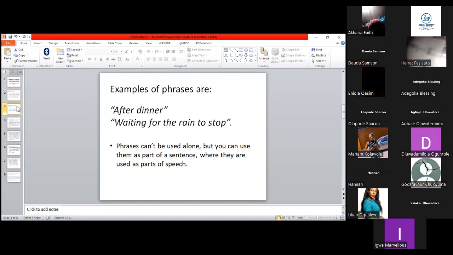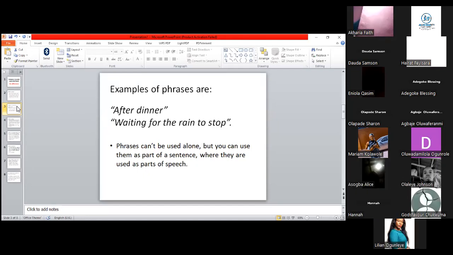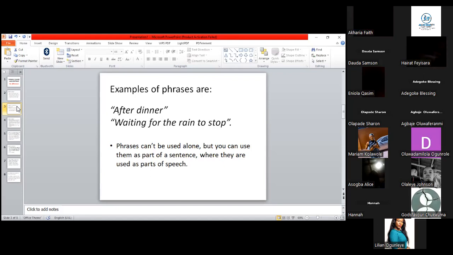And we said that phrases cannot be used alone, but you can use them as part of a sentence where they are used as part of speech. Now, in some other classes, we'll start talking about the different types of phrases that we have, the different types of clauses that we have, and the different types of sentences that we have. But what this is trying to tell us is this: you cannot use a phrase alone. You can only use them as part of a sentence.